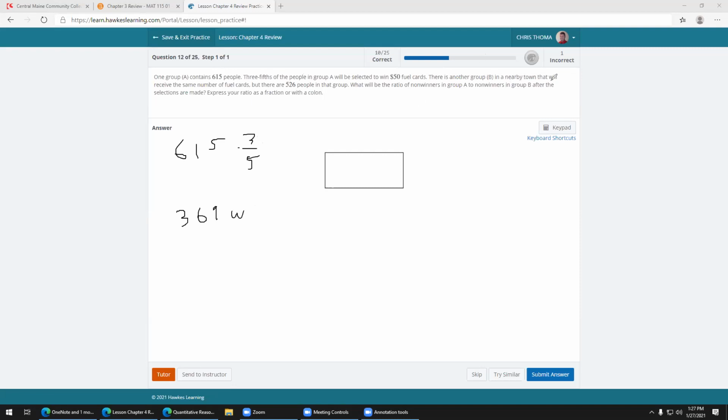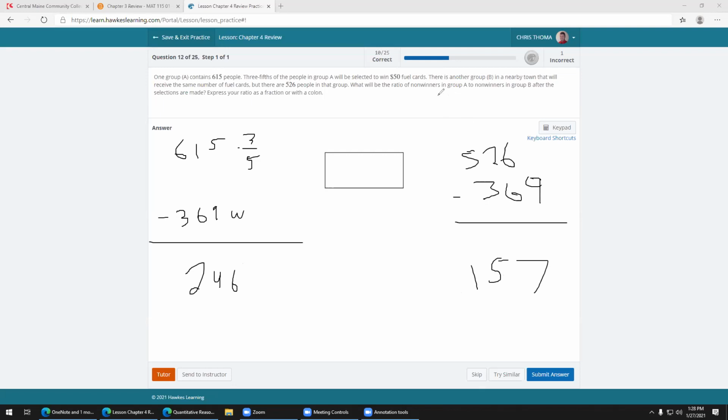There's another group B in the town hall that will receive the same number of fuel cards, right? So that means they also have 369 that will win. But there's only 526, so actually more win in that town. So if we subtract 369 from both of these numbers, we will figure out how many people did not win. So 615 minus 369, 246. 526, make sure I got the right numbers here, minus 369 is 157.